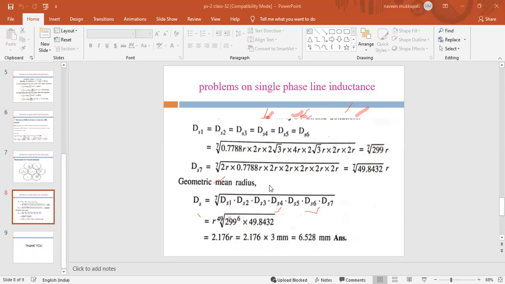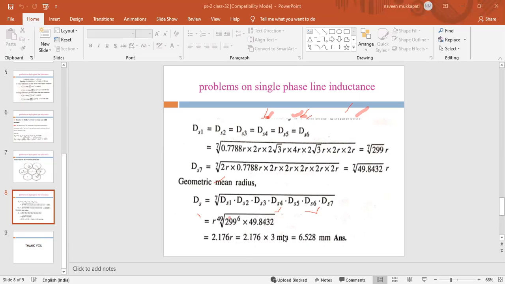Okay, the geometrical mean radius ds is equal to the 7th root of ds1, ds2, ds3, ds4, ds5, ds6, ds7. This is the ds1 and so on, this is the ds7. Then, 7 sevens are 49, root of 299 power 6 into 49.8432, that is equal to 2.176 r.